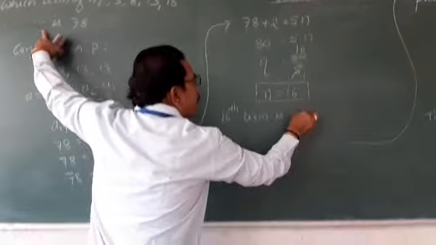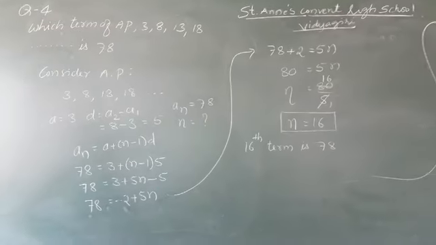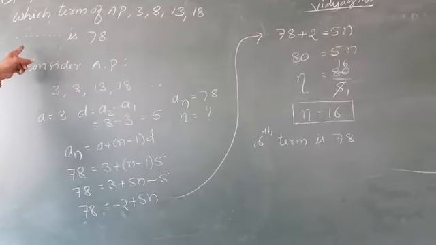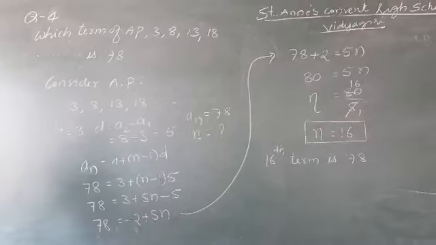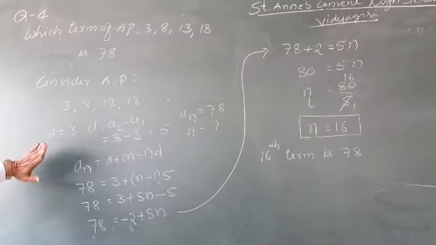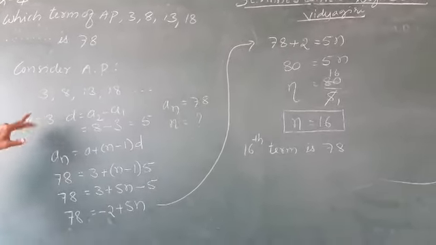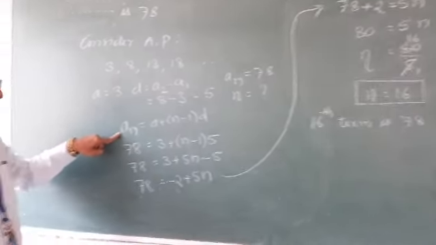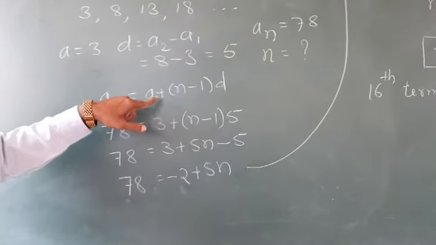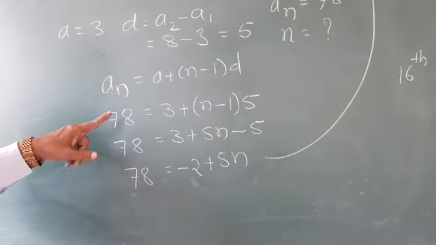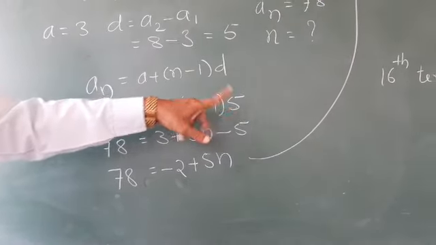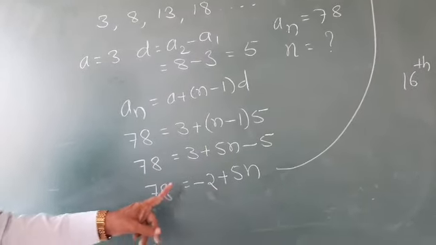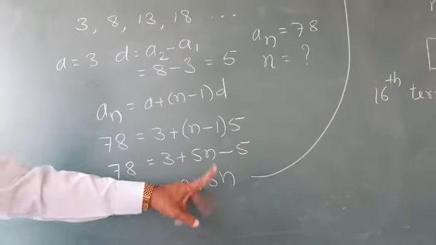See, once again read the question. Which term of AP 3, 8, 13, 18, ... is 78? So, we have considered the AP, then we have calculated the first term and common difference. Then by applying the formula, a(n) equals a plus (n minus 1) into d. 78 equals 3 plus (n minus 1) into 5. So, after simplification, we got 78 equals minus 2 plus 5n.